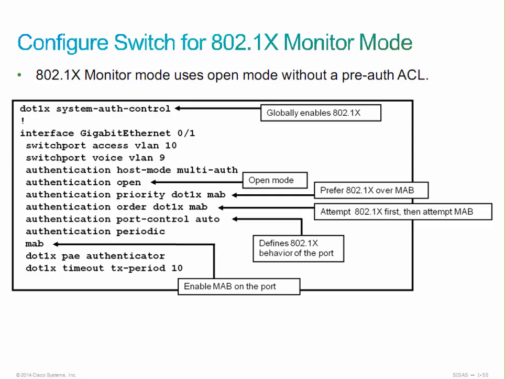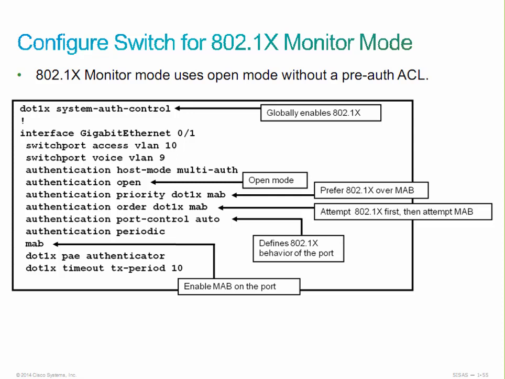Forced unauthorized, as the name implies, means that the port not only starts in an unauthorized state, but it stays in an unauthorized state. It's going to ignore any attempts by the client to authenticate. The switch is not going to provide any authentication services to the client through that port, which means that the port is effectively disabled in this case.